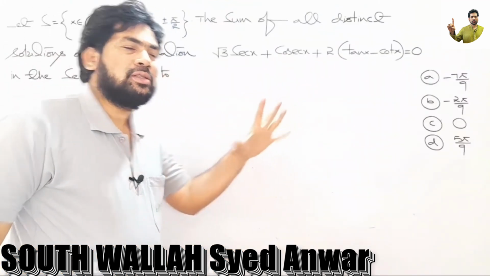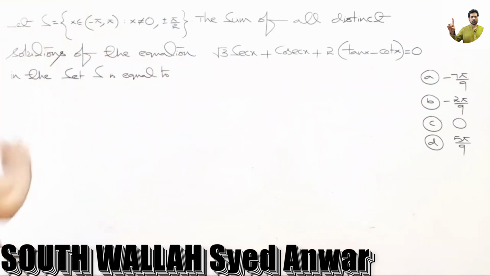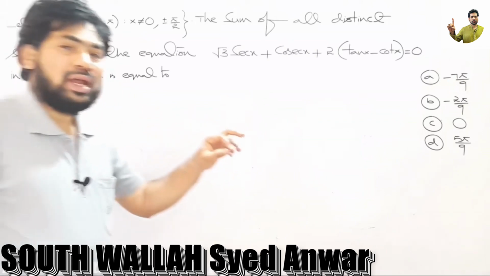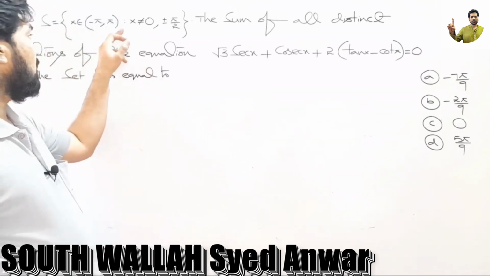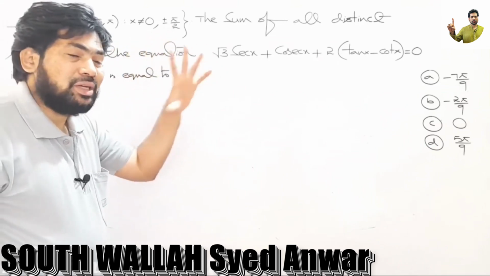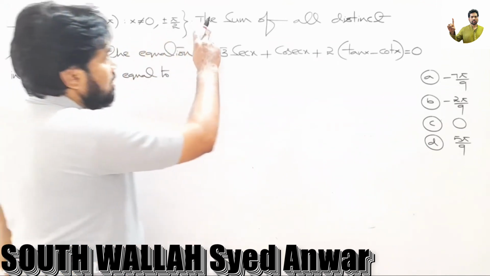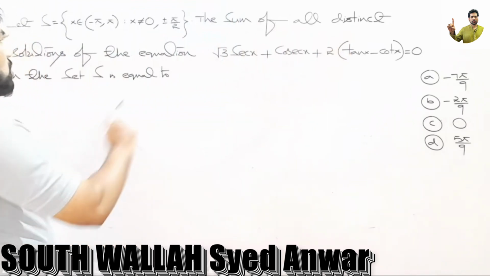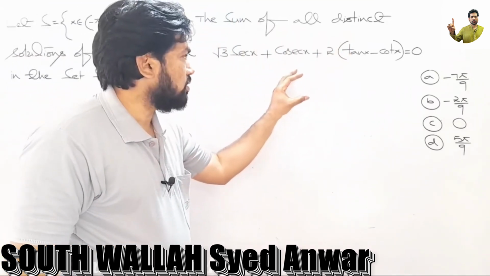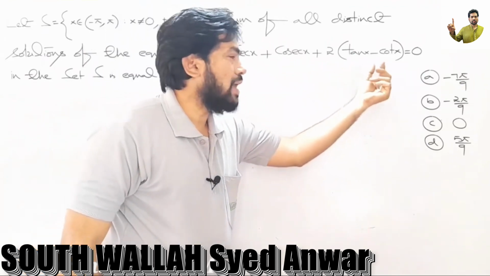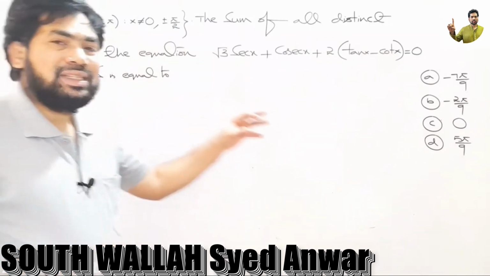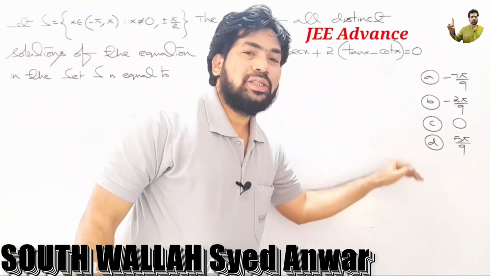Now let us go to discuss another question. Let S be the set of x belonging to the open interval (−π, π) such that x is not equal to 0, ±π/2. The sum of all distinct solutions of the equation √3 sec x + cosec x + 2(tan x − cot x) = 0 in the set S is equal to. So these are the 4 options.